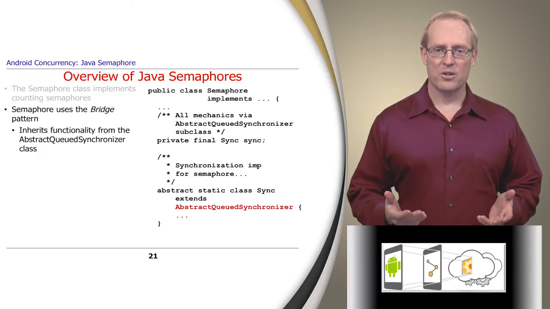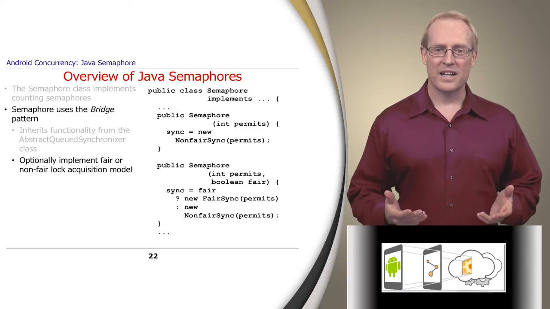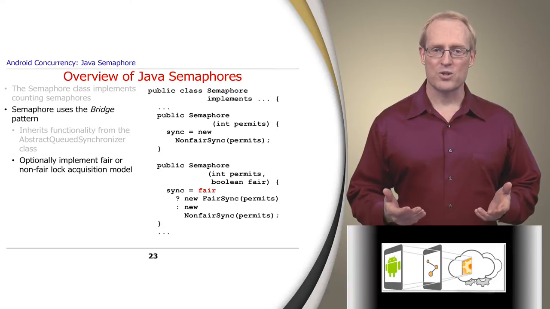First, it inherits the bulk of its functionality from the AbstractQueuedSynchronizer class, described in this link, which provides a framework for implementing building blocks and synchronizers that rely on first-in, first-out, or FIFO, wait queues. Second, it implements several lock acquisition models via a common interface. If the fair parameter to the Semaphore constructor is true, then access is always granted to the longest waiting thread. However, if it's false, or if the default constructor is used, a lock does not guarantee any particular access order.